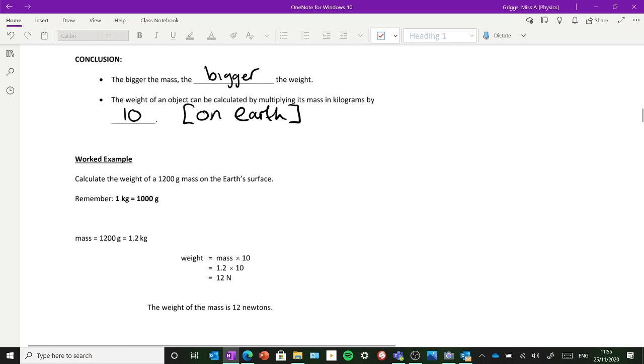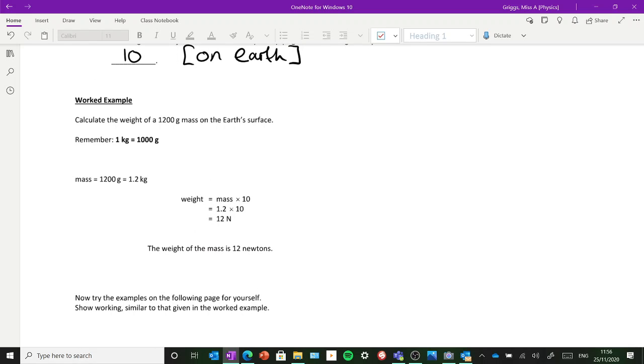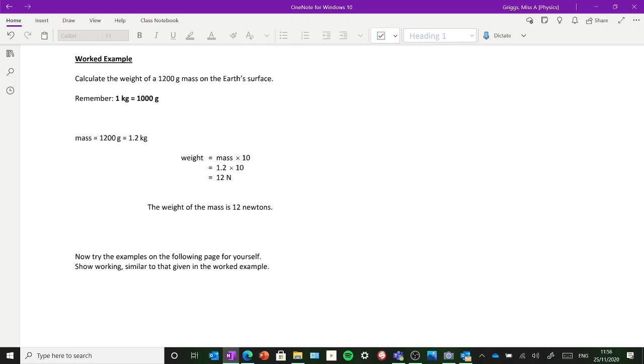Right, so example. You now have an equation, W equals mass times 10 on Earth. So calculate the weight of a 1,200 gram mass on the Earth's surface. So it has to be in kilograms when you're using your mass. So 1 kilogram is 1,000 grams, remember. So 1,200 grams is 1.2 kilograms. So if you wanted to find the weight, it is mass in kilograms times by 10. So 1.2 kilograms times by 10, which is 12 newtons. So the weight of the mass is 12 newtons.